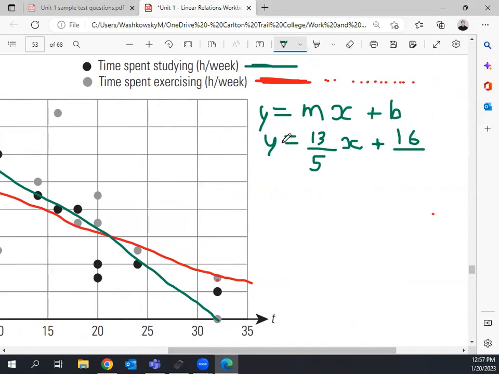So I have my equation now. Y equals 13 over 5x plus 16.